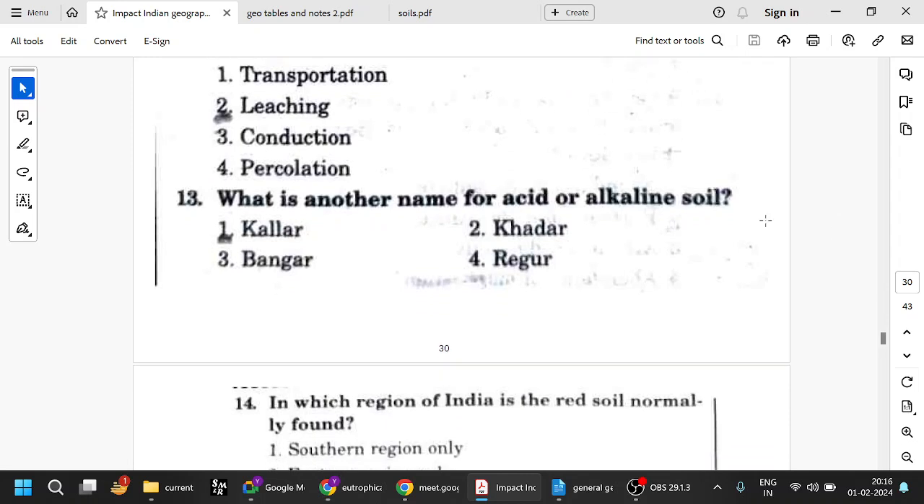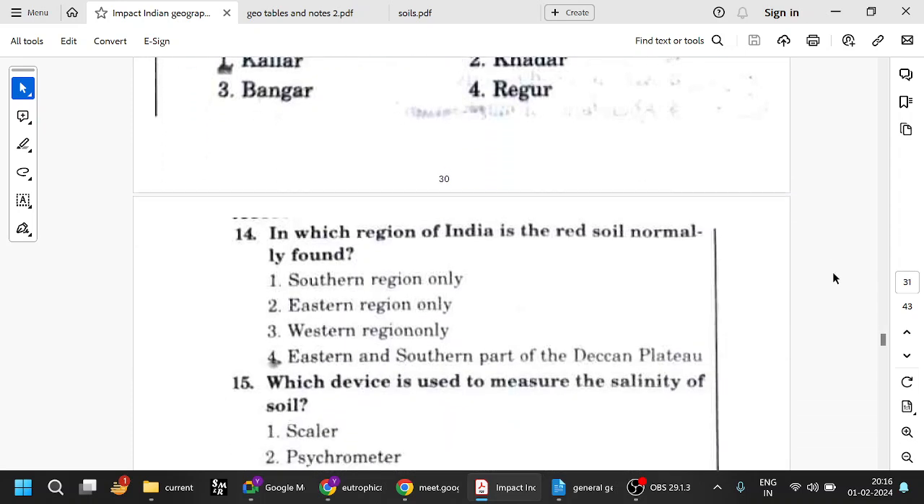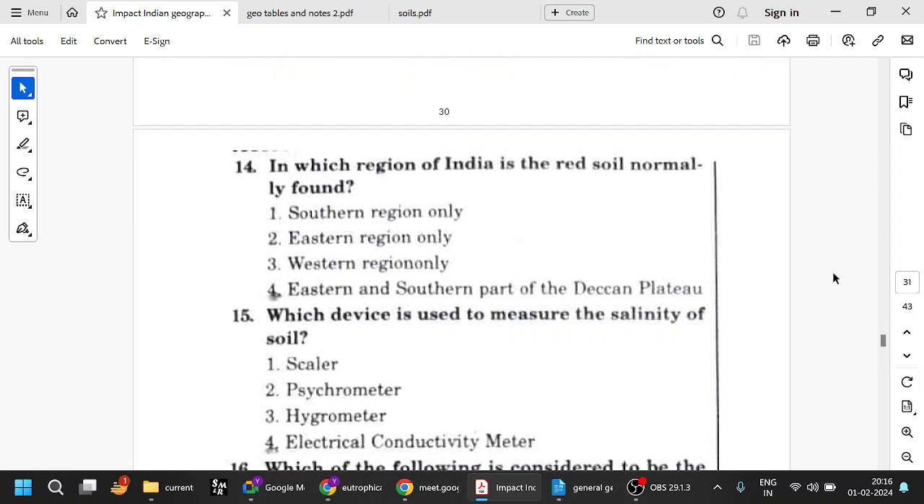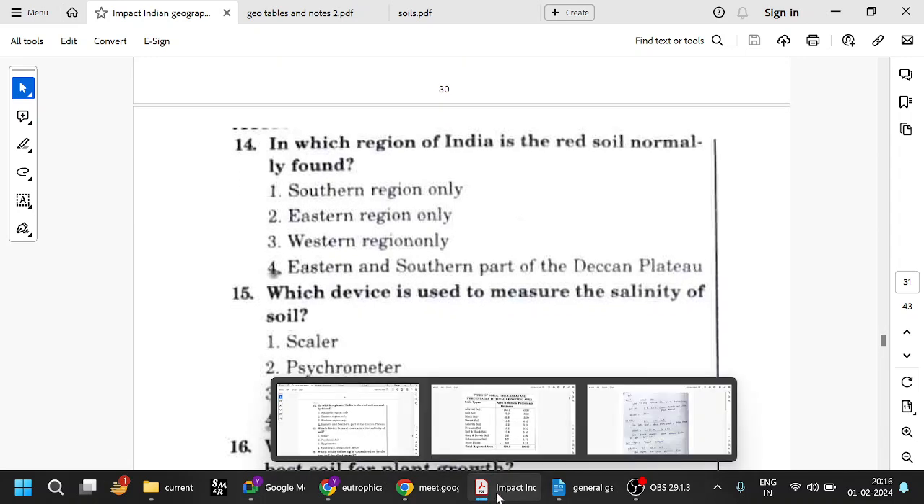So what is the name for acid or alkaline soil? We saw Regur is black soil, Khadar is new alluvium, and Bangar is old alluvium. So these both are alluvial soils. So what is left is Usar. Usar is obviously acidic or alkaline soil, which is not very conducive for agriculture. So red soil.